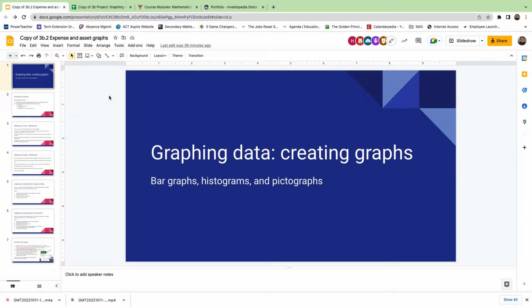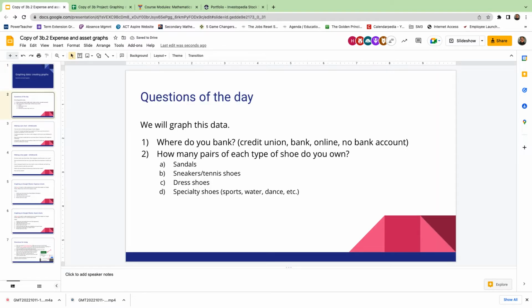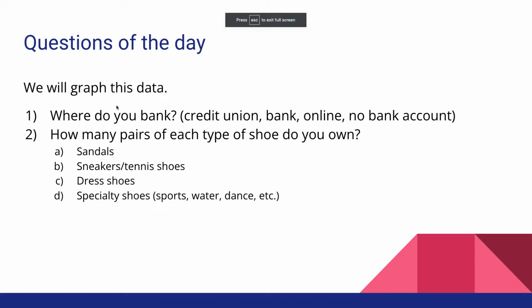Let's begin. So we're going to talk about expense and asset charts or graphs. Okay? So there are two questions to begin with, guys. Where do you bank? Credit union, bank, online, or no bank account? All right? And how many pairs of each type of shoe do you own?